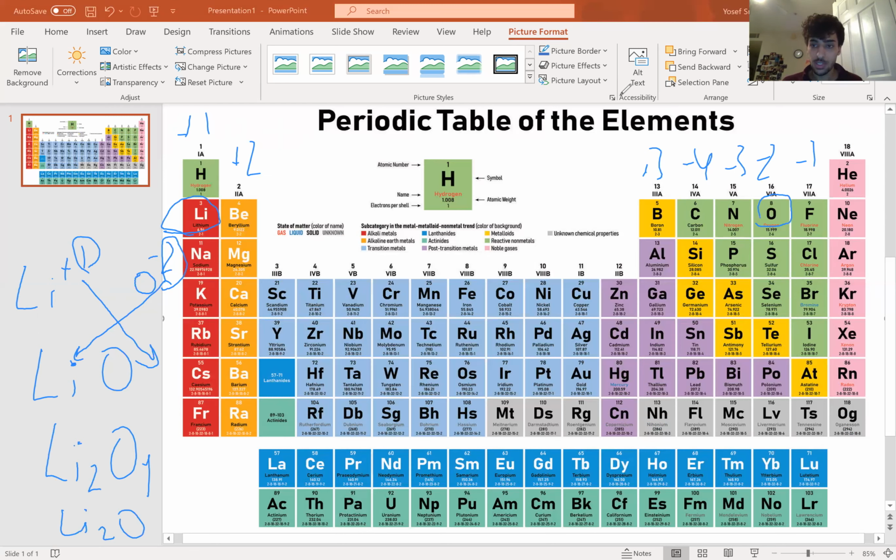And that does make sense because if you think about it, two lithiums, and lithium has a charge of +1, and you have two of it, so that's +2, and one oxygen with a charge of -2 has a charge of -2, so +2, -2 is 0, so they balance out. And that is how we form ionic compounds, and that is how we write ionic formulas.